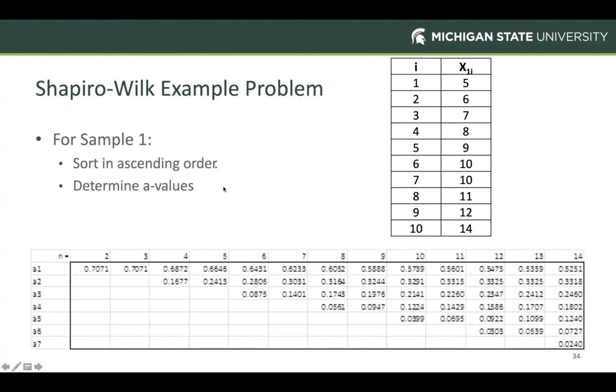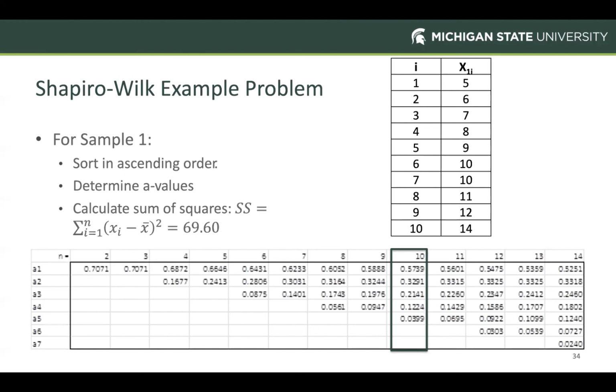And with this, we also want to determine what our a values are. In our instance, we have a sample size of 10, and so we would have 5 a values that we're going to use for our subsequent calculations once we pair and take the differences between those pairs. We can also calculate the sum of squares for these quantities here. I'm just taking each of these individual observations, subtracting the mean, squaring that quantity. And if we sum that across all 10 observations, our sum of squares for this case is 69.60.